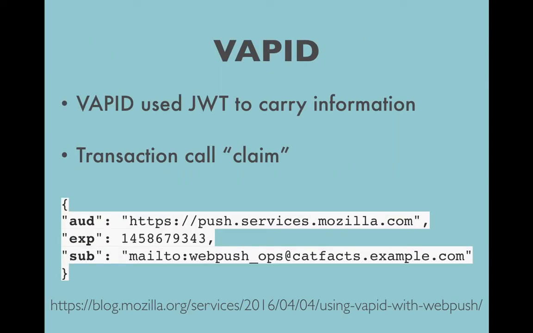generating a VAPID key. Before I start this video series, I'm going to separate this into a front end and a back end. Right now we are talking about the setting up. So first we need to use VAPID. VAPID is a JWT token that carries information for encryption. For the push API to work, you need to follow this standard called VAPID. The transaction is called a claim.